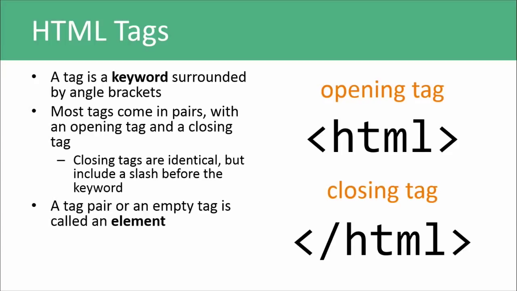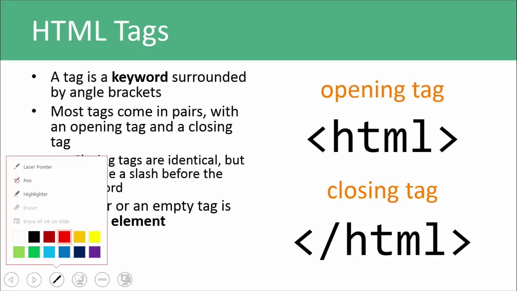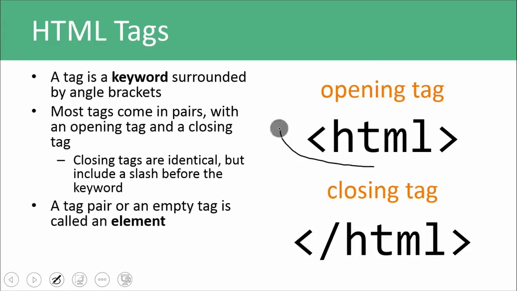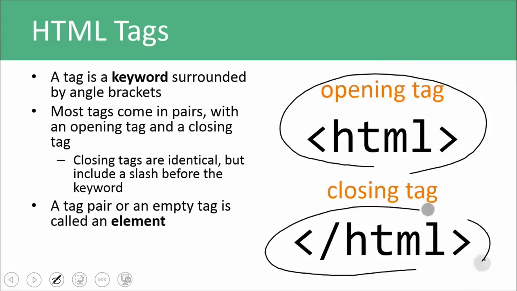Most tags come in pairs, right? We've got our opening tag up there at the top, and then we have our closing tag there at the bottom. So opening tags right here, closing tags right here. The difference is that the closing tag features a / in front of the keyword. A tag pair is often going to be referred to as an element, so if you hear me switch back and forth between tag and element, know that they're the same thing.